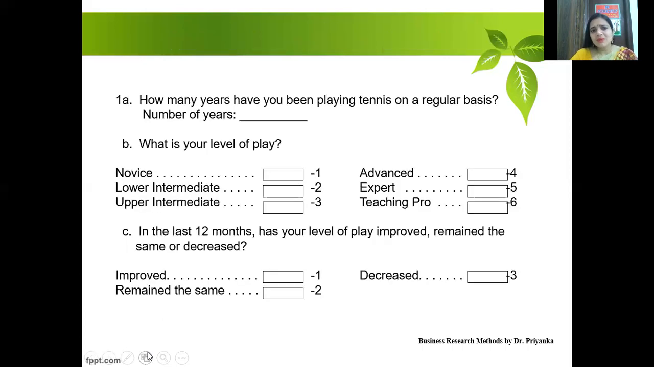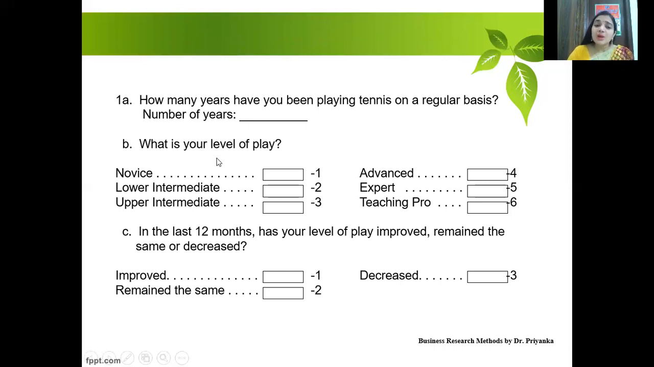Let us see some more examples so as to better understand the process of coding. For example, how many years have you been playing tennis on a regular basis? Over here, the respondent would be writing the number of years, so it makes your work easier. This is a kind of open-ended question, but it is very easy to code, so we have put this question in the close-ended category, because there would always be a number and you do not have to code it. So you would always find such questions as well.